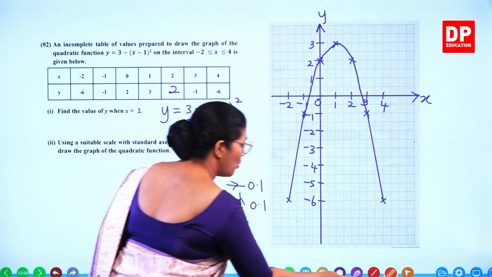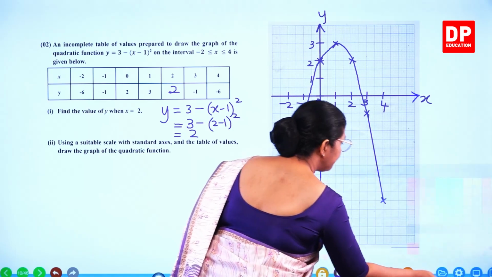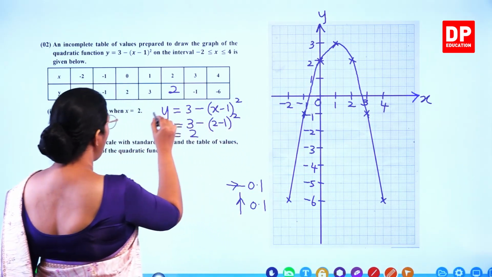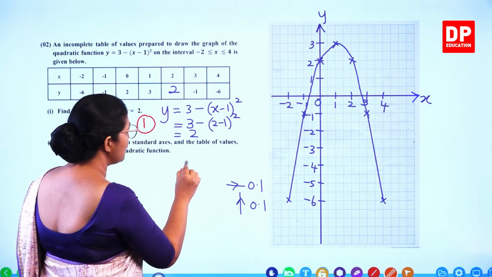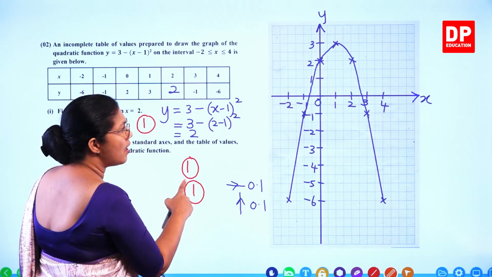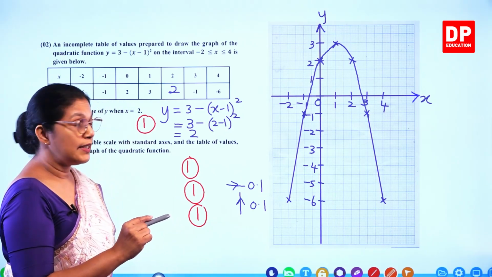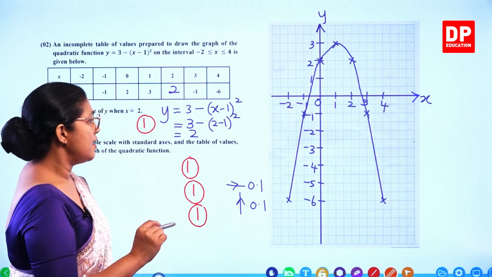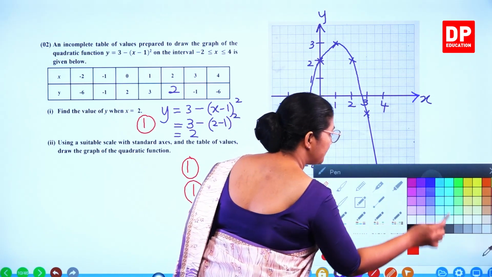So you are getting, let's give marks also for this part. You are getting 1 mark for this part, finding the value, and 3 marks, always 3 marks for drawing the graph. Scale 1 mark, marking the points 1 mark, and connecting smoothly, you get 1 mark. So let's use this graph to answer the other questions.